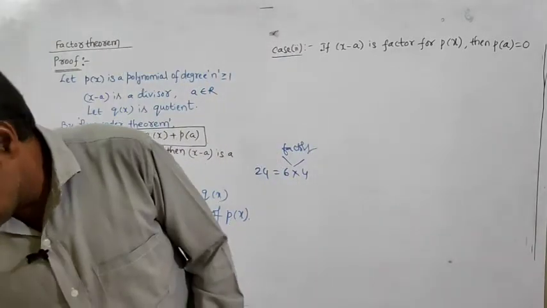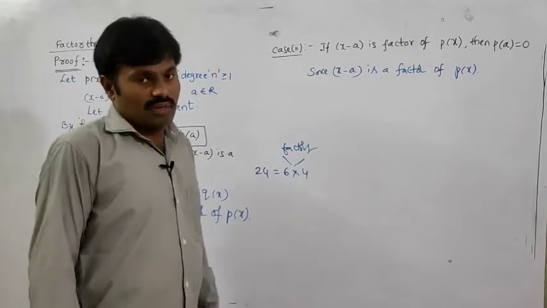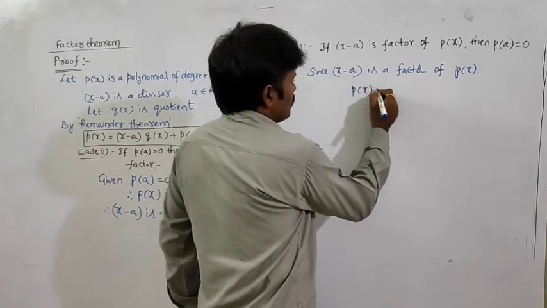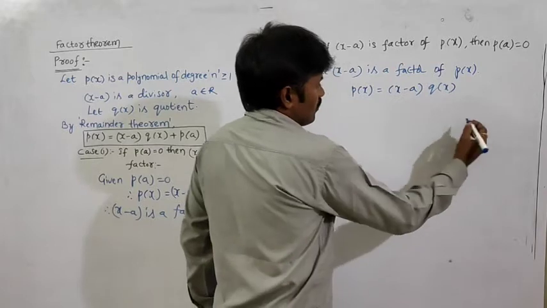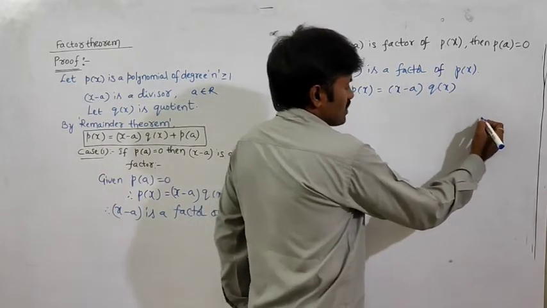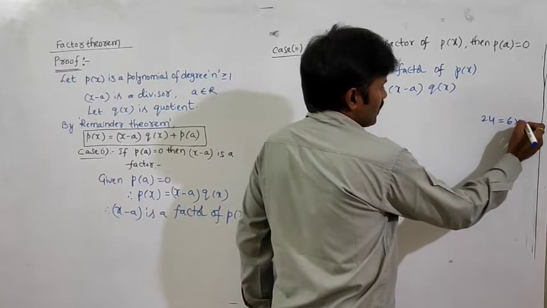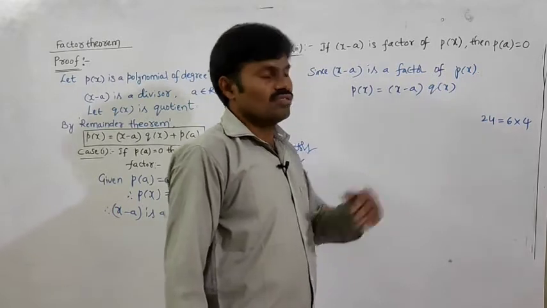Since x minus a is a factor of p of x, we can write p of x is equal to x minus a into some polynomial q of x. For example, if 6 is a factor of 24, then 24 can be 6 into something, and that something is 4. Like that. So p of x is equal to x minus a into q of x.